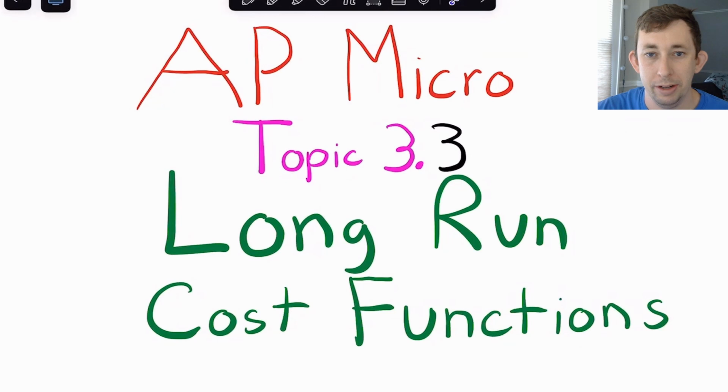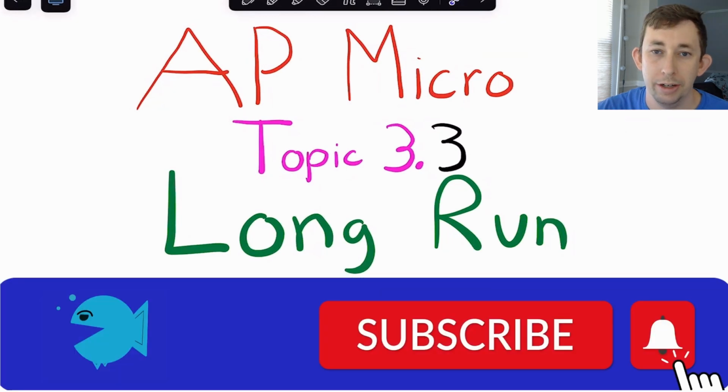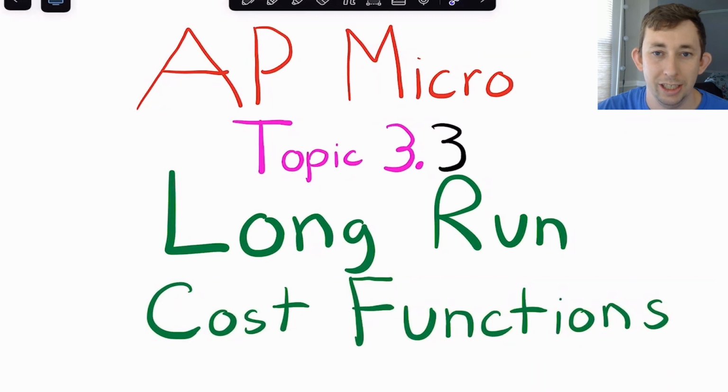Today I'm talking about topic 3.3, which is the long run cost function. So today we're going to talk about those short run curves that we talked about last time. We're just going to talk about them in the long run. We're also going to talk about a couple properties of cost functions in the long run.